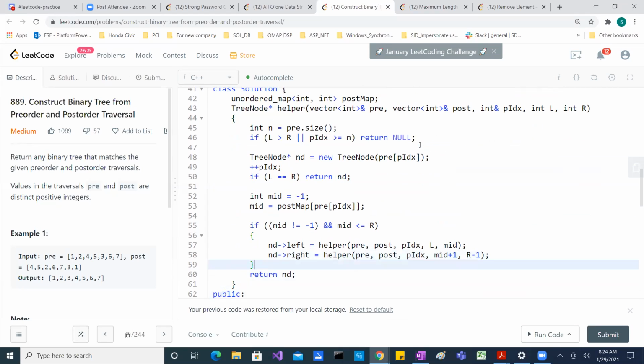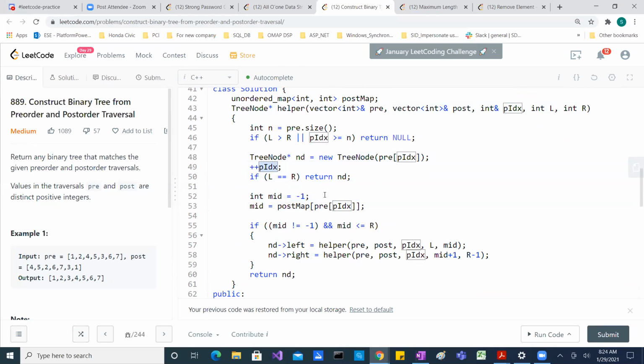So this is one index. This index actually runs in my pre-order always. So I just pick up whatever that index is and create a node, and then I increment that index. And if my left and right are the same, I just return it, or else I try to find this with the p index. Okay, because I've already incremented.